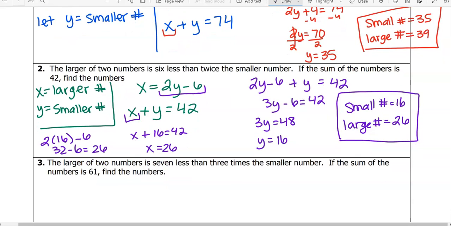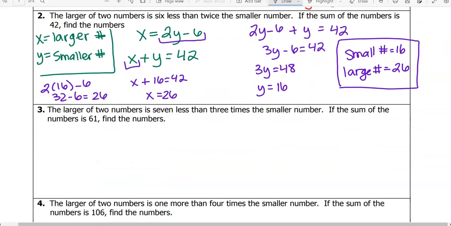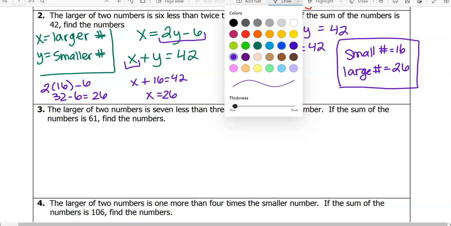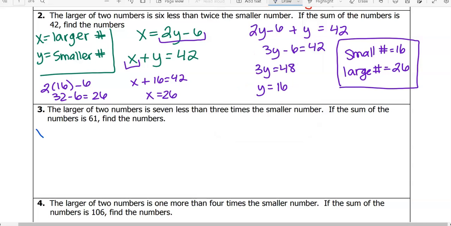Can we do the next one? Yes, the next one is going to be all you. The larger of the two numbers is 7 less than 3 times the smaller number. If the sum of the numbers is 61, find the numbers. Make sure you define your variables.